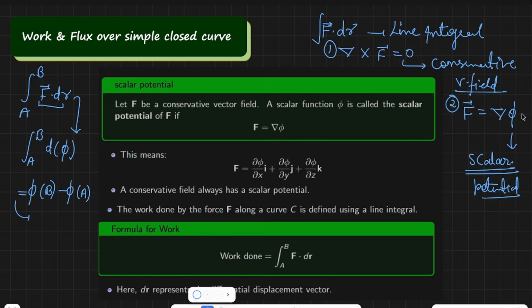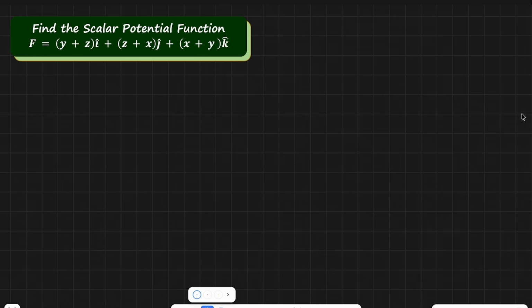How will you get this phi? You have to find out the phi. That is very, very important. So I will explain how to find out the phi. Once you get the phi, then you can easily find out this F dot dr. Okay, let's solve the problems related to the scalar potential function. How to get the scalar potential function? This is a conservative field.